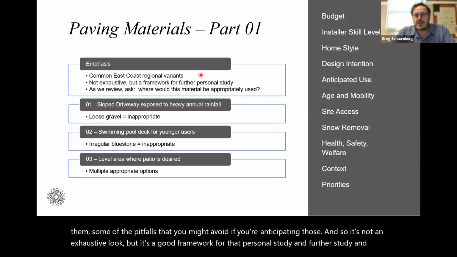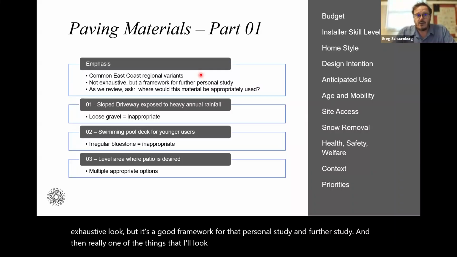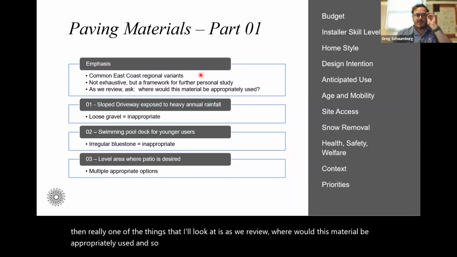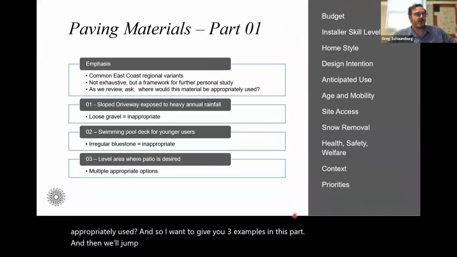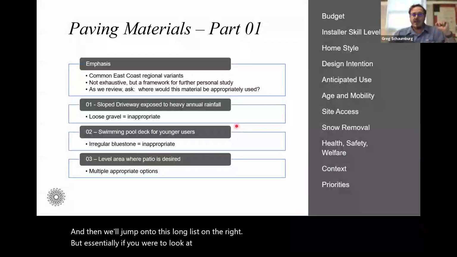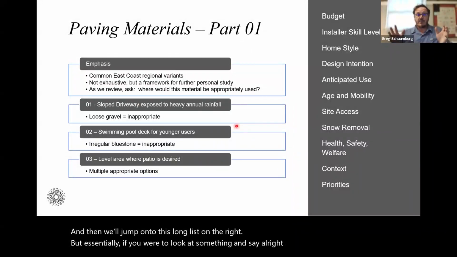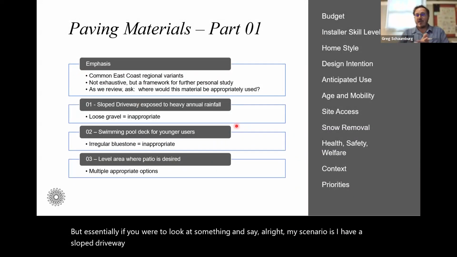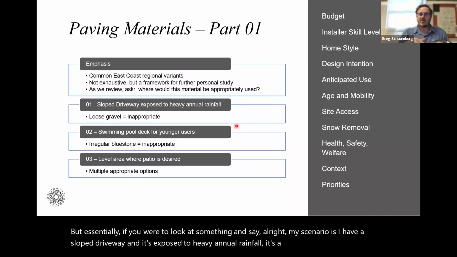And then one of the things I'll look at, as we review, is where this material would be appropriately used. I want to give you 3 examples in this part, and then we'll jump onto this long list on the right. Essentially, say my scenario is I have a sloped driveway exposed to heavy annual rainfall. It's a really wet site and everything drains through it.